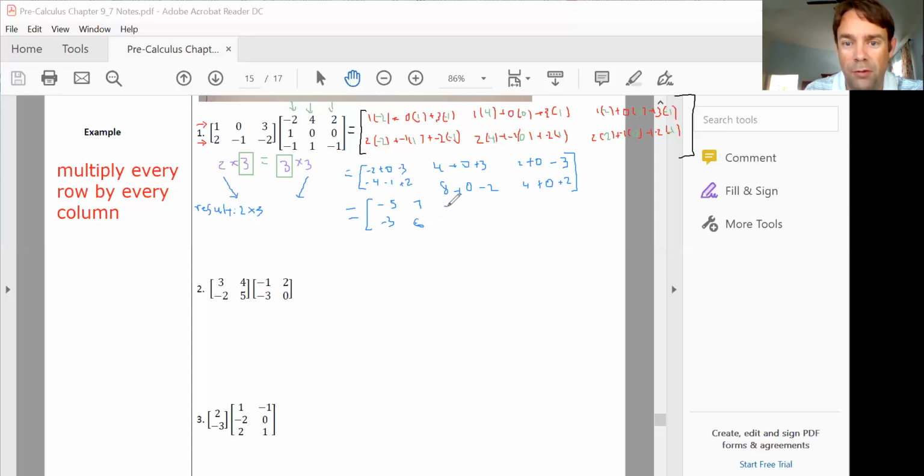And we have a -1. And we have a 6. Friends, this is matrix multiplication. Notice, what were the dimensions of this new one? They were a 2 by.